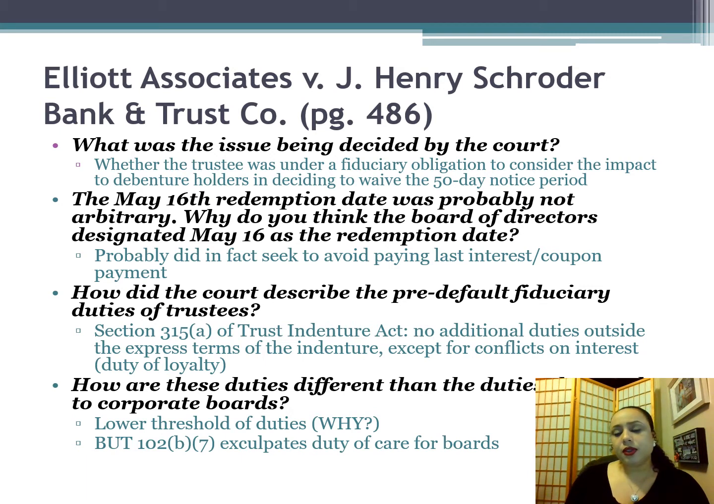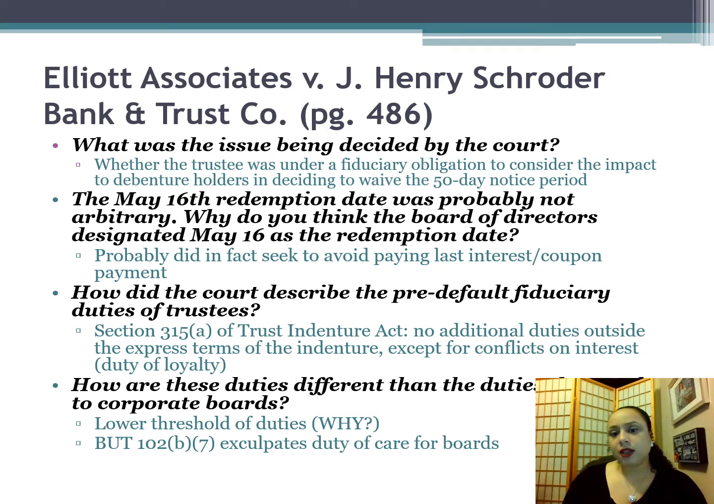And so these next couple of questions help us to outline the contours of the fiduciary duties that apply to trustees under the Trust Indenture Act. So this question, how did the court describe the pre-default fiduciary duties of trustees? Well, under Section 315A of the Trust Indenture Act, no additional duties outside of the express terms of the indenture, except for conflicts of interest.